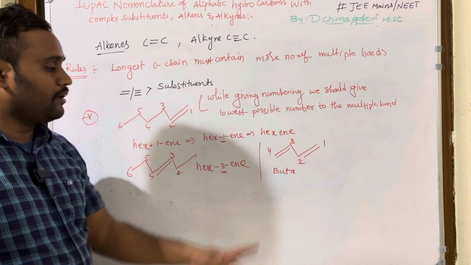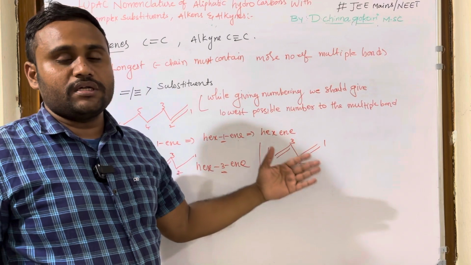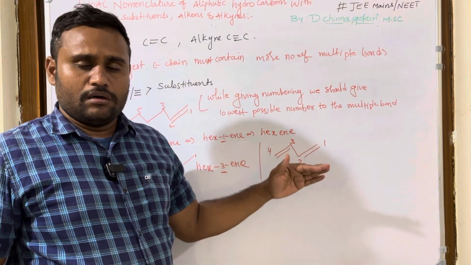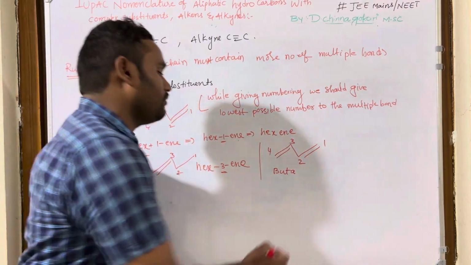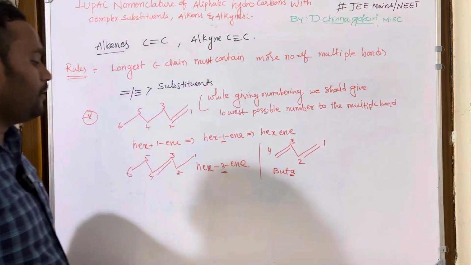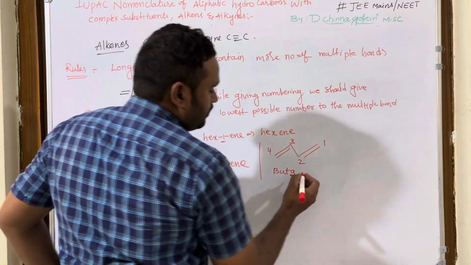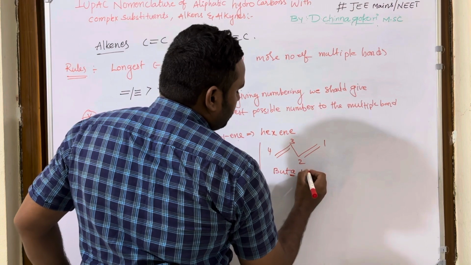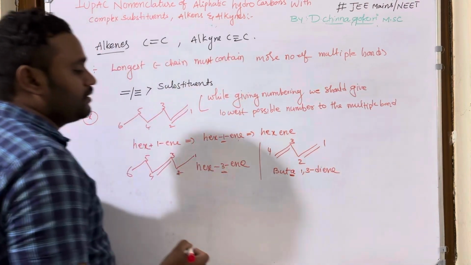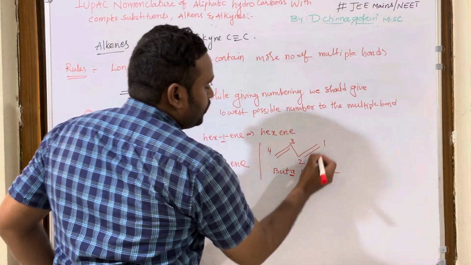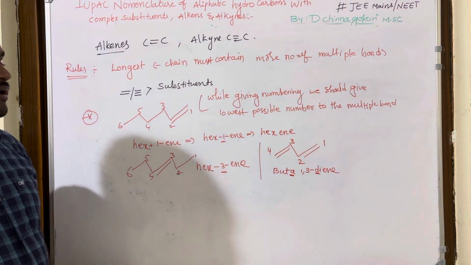buta. So here, not but, buta, we need to add a. If it is penta, meaning 5 carbons, or hexa, like that we should add a here. So buta. What is the position of the double bonds? 1 comma 3 diene, buta 1 comma 3 diene. Di represents what? Two double bonds are present. So this is the name of the compound.